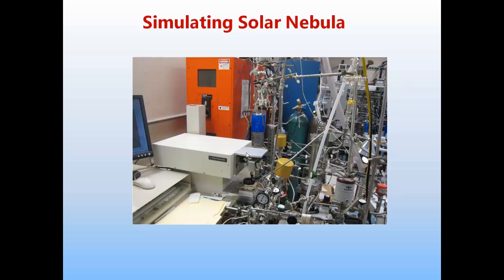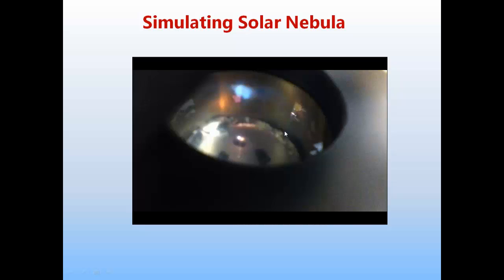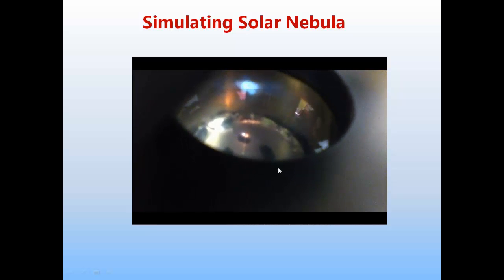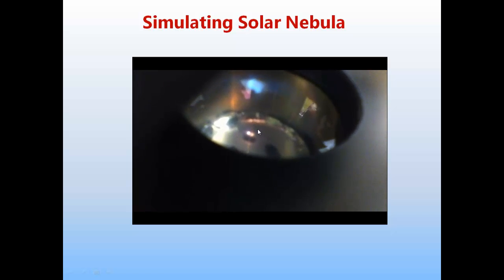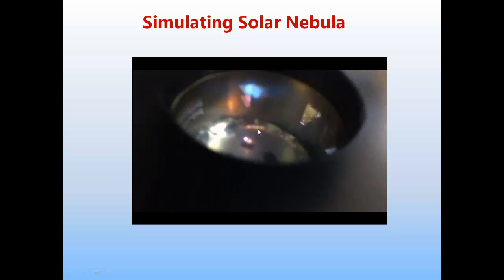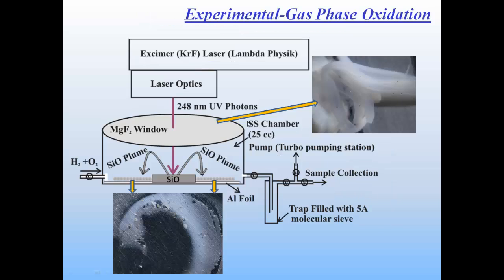To answer this question, we simulated a gaseous environment of the nebula inside a reaction chamber and formed solid particles from gases as happened in the nebula. Here is a real simulation. Inside the chamber, in an environment of oxygen and hydrogen, we generate a vapor plume of silicon monoxide with the use of an intense laser beam and oxidize that to form particles. The white particles that form through gas-phase reaction you see here.